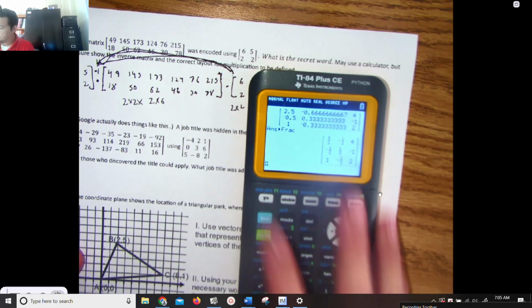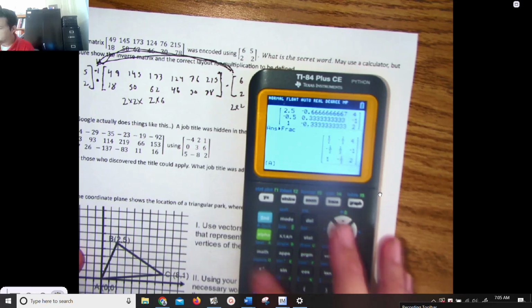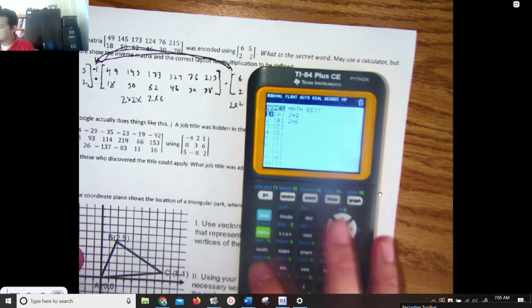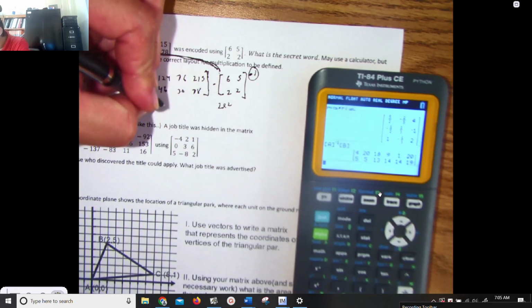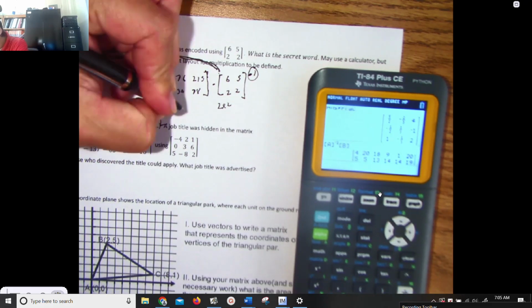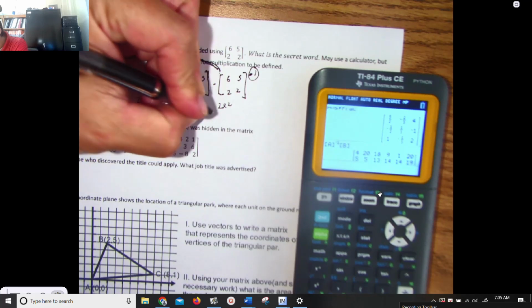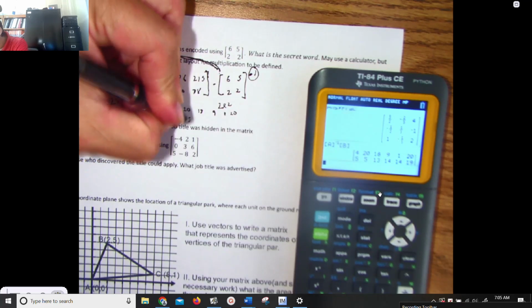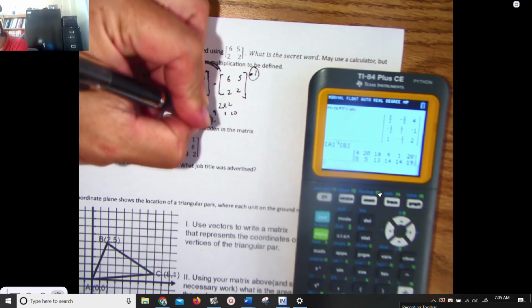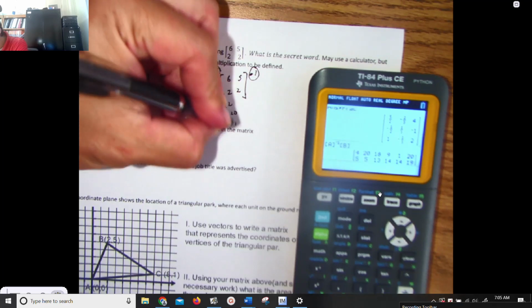All right, second matrix A, I need its inverse. And then second matrix B. And I get this resulting matrix: 4, 20, 18, 9, 1, 20, 5, 5, 13, 14, 14, 19.